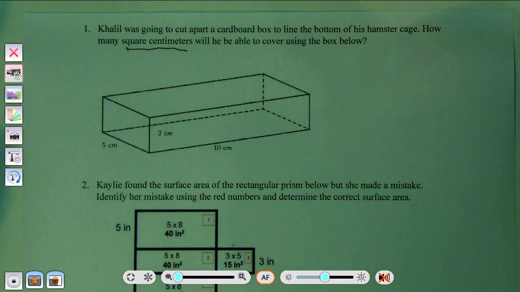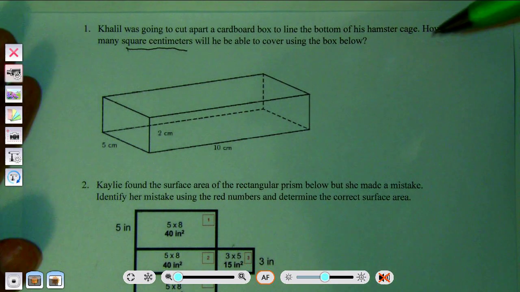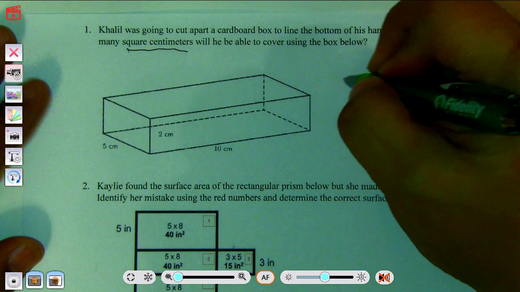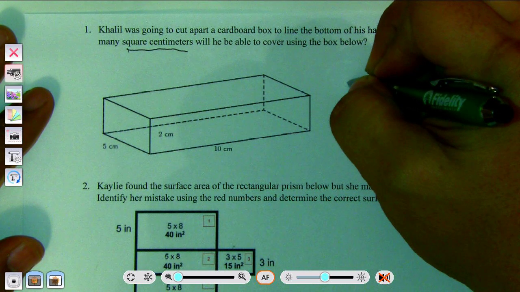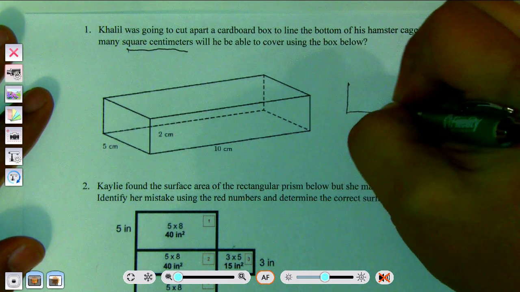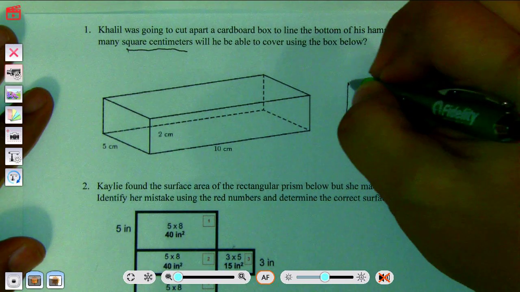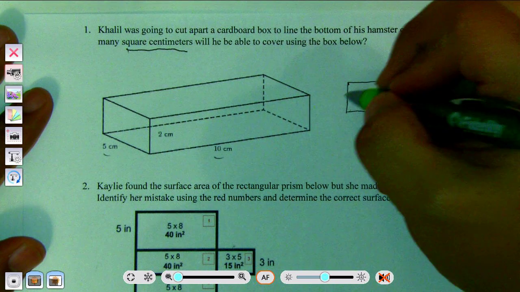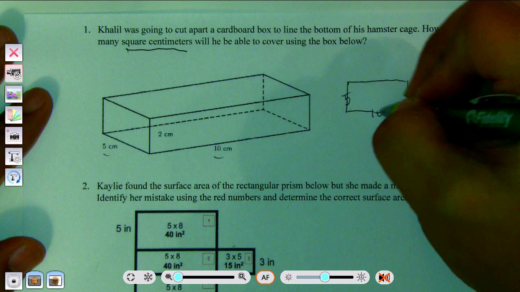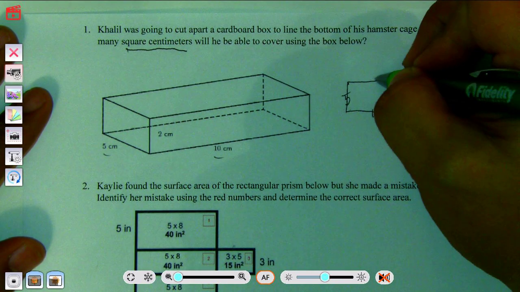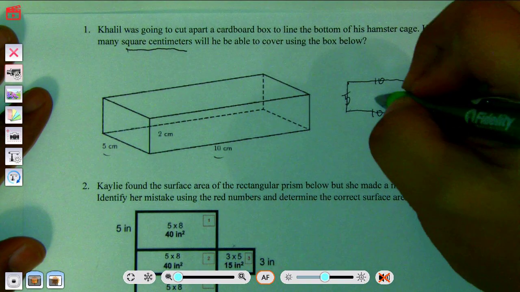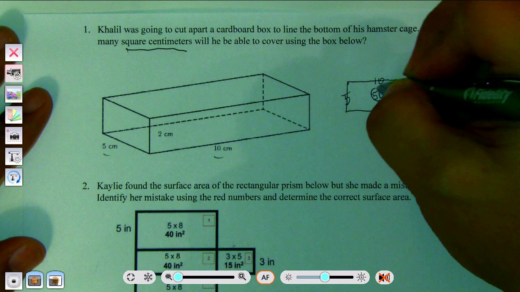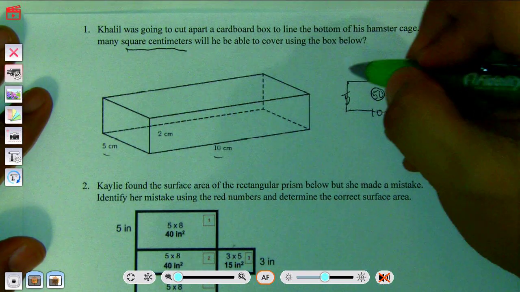So similar to part A, we have a box. So we want to unfold the box into a net to find the surface area. So I've got the bottom of the box, which I'm going to draw in. Measurements 10 by 5. And again, I like to put the measurements on the edges. I can already go ahead and fill in the area of this box. It's 50.